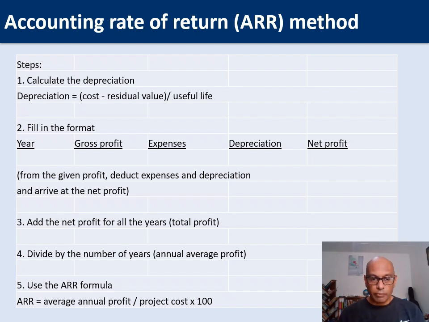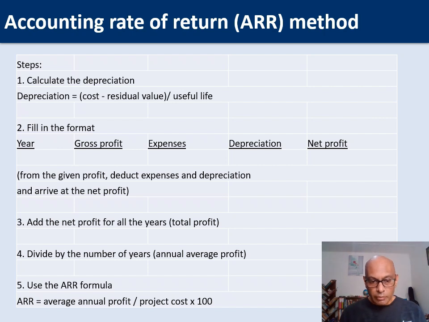So create this simple format in your notebook, and then you can fill in the values from the question. Depreciation is what we just calculated here, so this value goes here as depreciation. Now I have given the process here also. From the given profit, deduct expenses and depreciation and arrive at the net profit. So easy, it's very easy. Then add the net profit for all the years. This total net profit year by year, we have to add and get a total. So that is called the total profit.